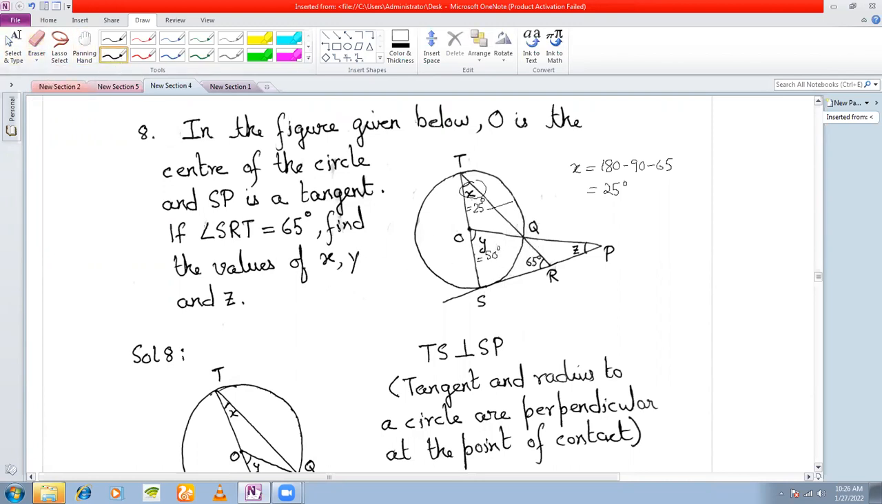Now if you see this triangle OSP, in this triangle, you know two angles. This angle you know 90 degree, right? And this angle you know 50 degrees. So obviously z you can calculate. Z must be equal to 180 minus 90 minus 50, which is equal to 40 degree. Okay.